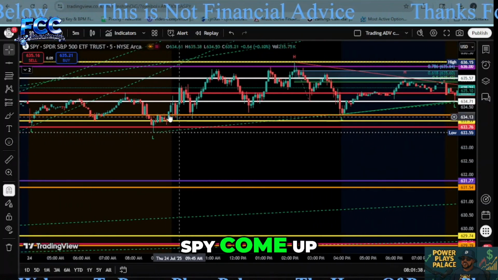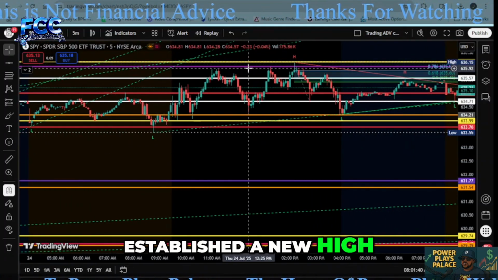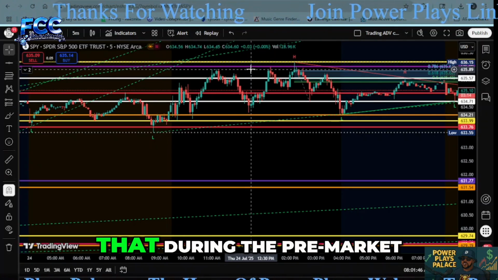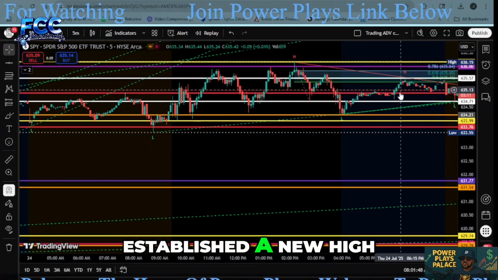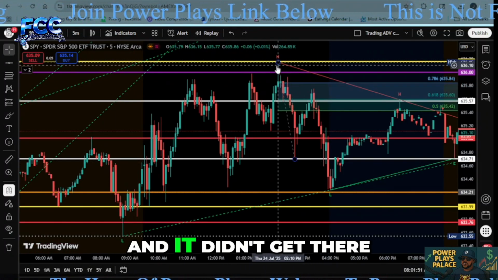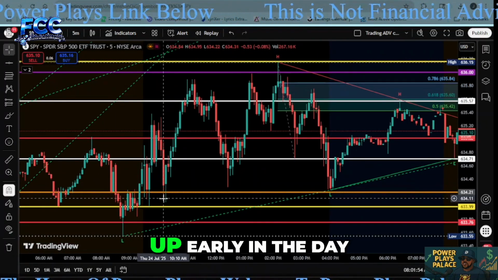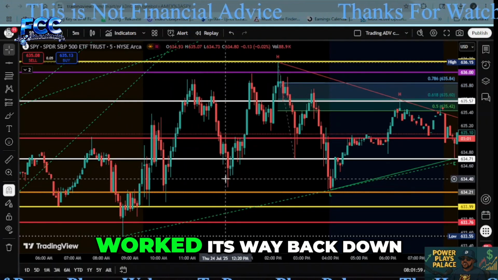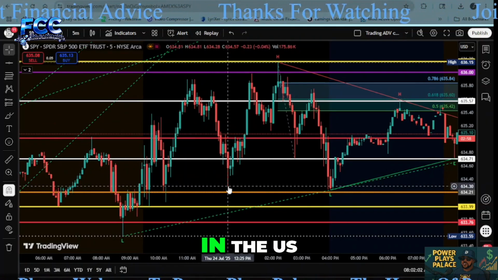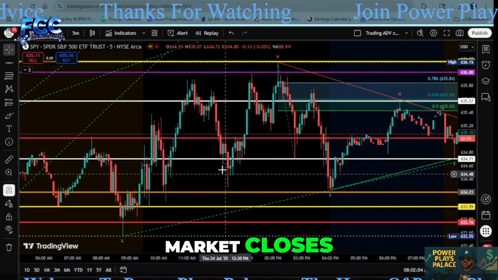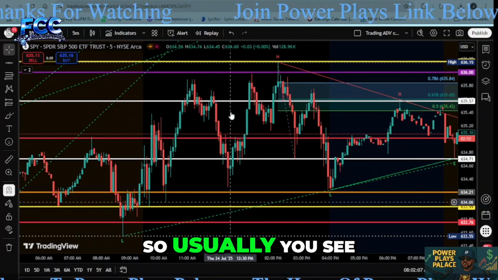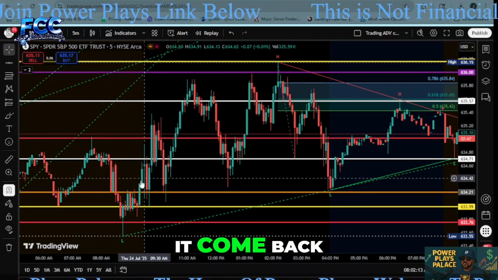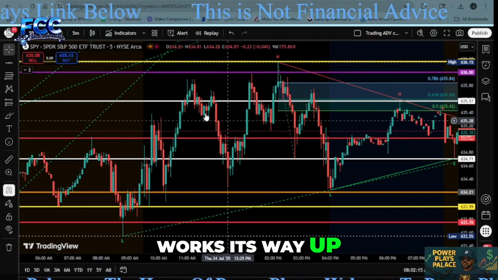So you can see SPY come up, establish a new high, broke through the pre-market high from yesterday. Remember, we made that purple line because it established that during the pre-market. Broke through, established a new high. Now, it worked its way up early in the day, right here around 11 o'clock, noon, works its way back down. Around 12 o'clock in the U.S., that's when the London market closes, so it's 4 o'clock overseas. So usually you see some reaction around lunchtime, but that's why. And what happens there, it comes back, gets some more liquidity, works its way up.